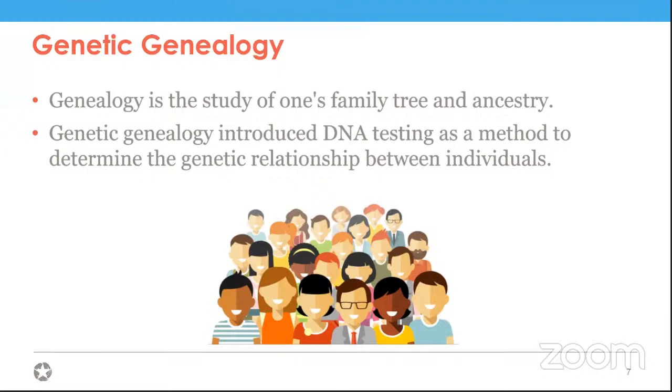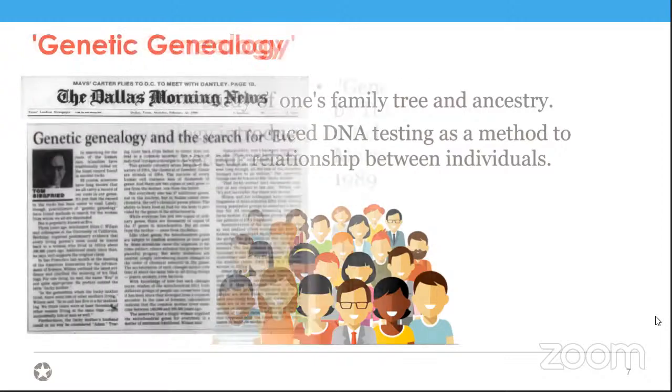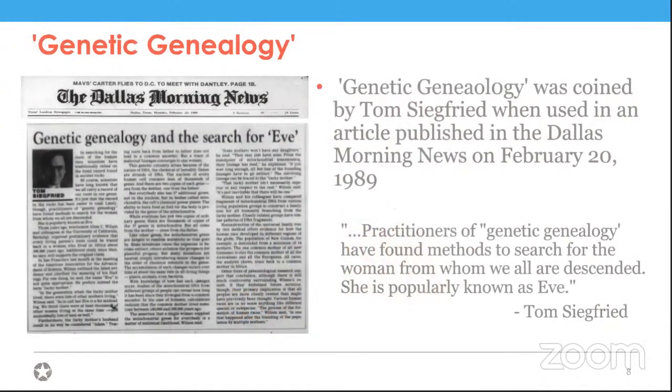Genetic genealogy is a genealogy method that uses DNA testing to determine the genetic relationship between individuals by comparing their DNA sequences. The term genetic genealogy was first used in an article published in the Dallas Morning News on February 20th, 1989. This article, which was written by Tom Siegfried, explored the findings of a mitochondrial Eve. This mitochondrial Eve is the most recent shared ancestor for all modern humans.